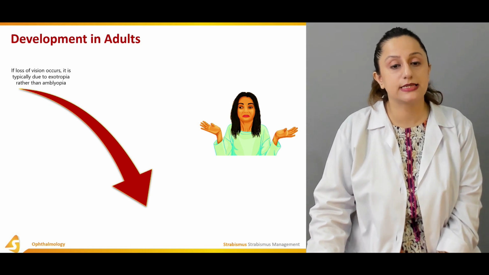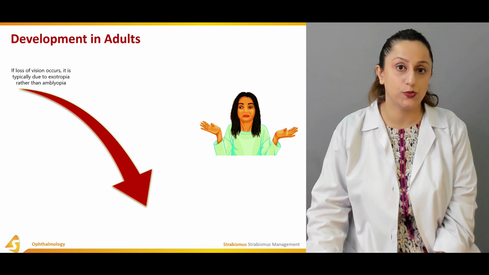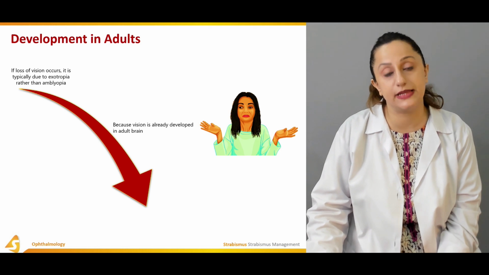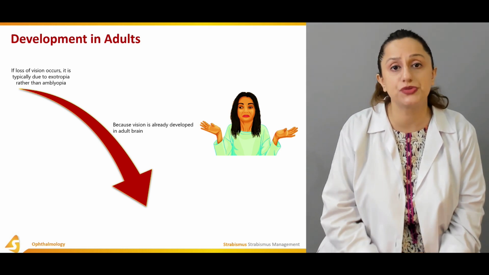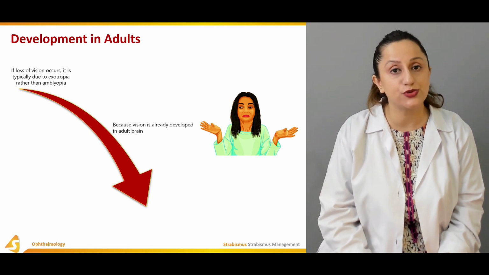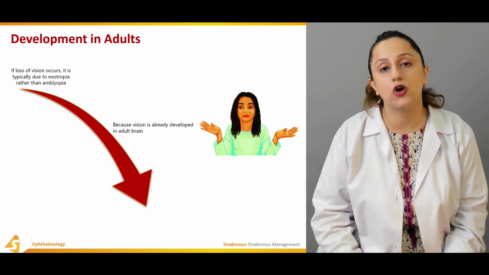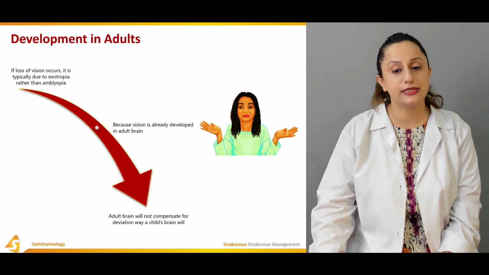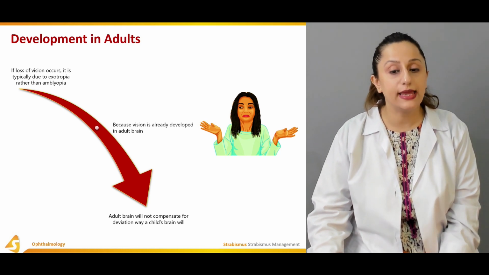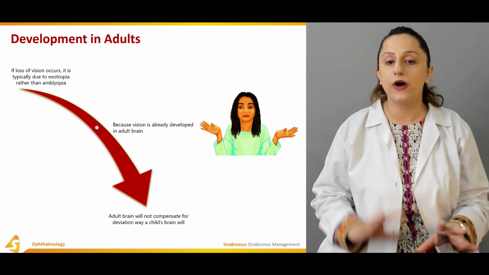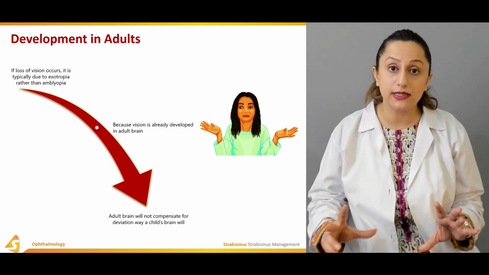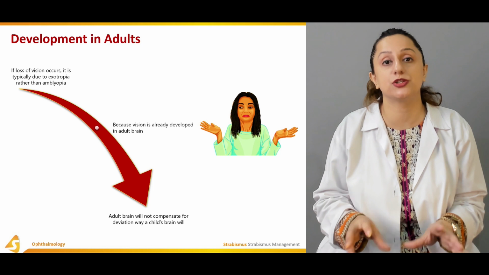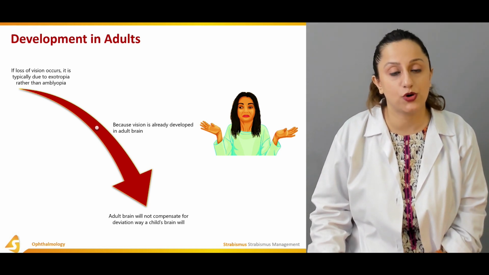If loss of vision occurs, it is typically due to exotropia rather than amblyopia. This is one of the facts that you have to consider, because the vision is already developed in the adult brain. So whenever we're talking about children, the loss of vision can be due to amblyopia, but when we talk about adults, the loss of vision is usually due to exotropia in these cases. The adult brain will not compensate for the deviation the way a child's brain will. So this is one of the differences that we have to observe. Again, the treatment modality would be to treat the squint rather than a developmental amblyopic condition in that particular person.